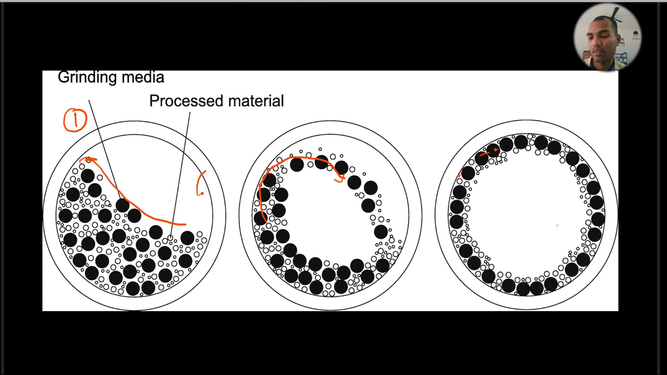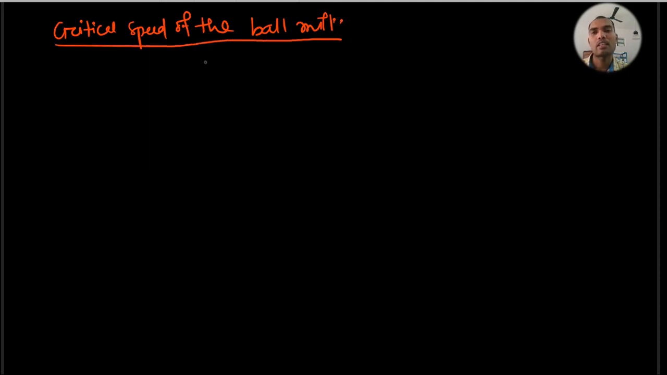Now, how to find out the critical speed of that mill? This particular velocity is called the critical speed of the ball mill. Now, we will derive the critical speed of the ball mill. What is the critical speed? The speed at which the balls and the materials will never fall, so there will not be any kind of impact. That is called the critical speed.